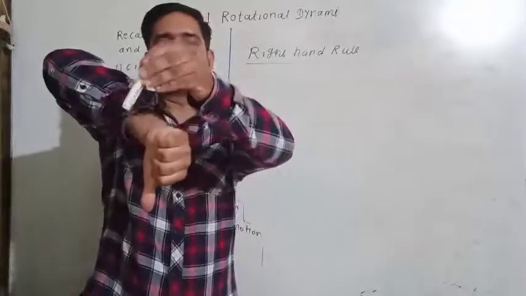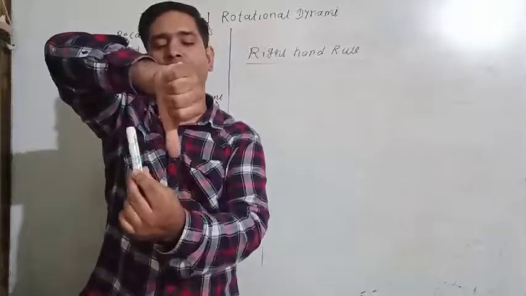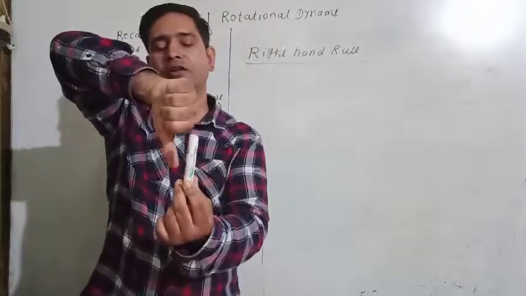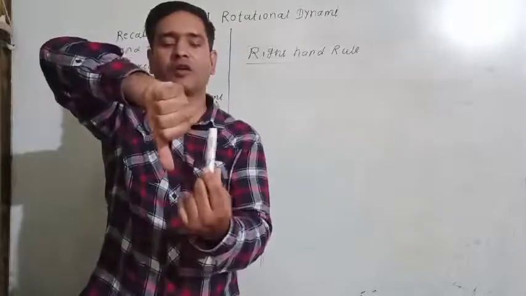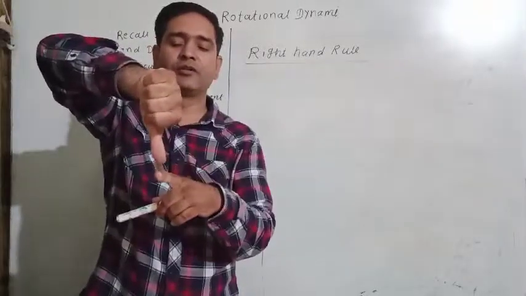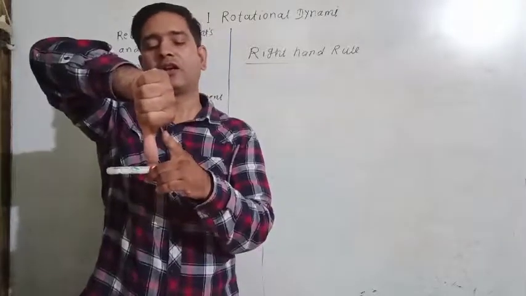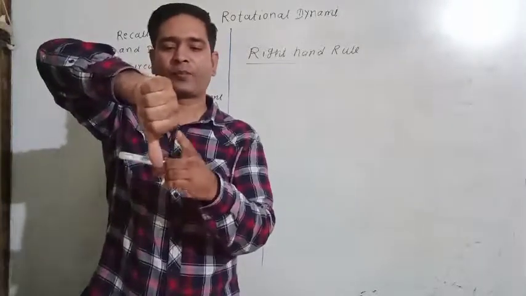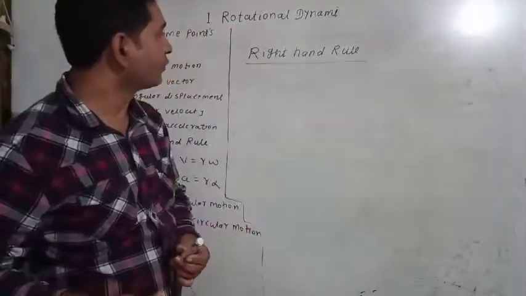So therefore it is a circular motion. Circular motion is performed by the curved fingers in a direction. Which direction? It is a clockwise direction, and the thumb shows the direction of angular velocity, angular acceleration and angular displacement. Okay, so this is called the right hand rule.